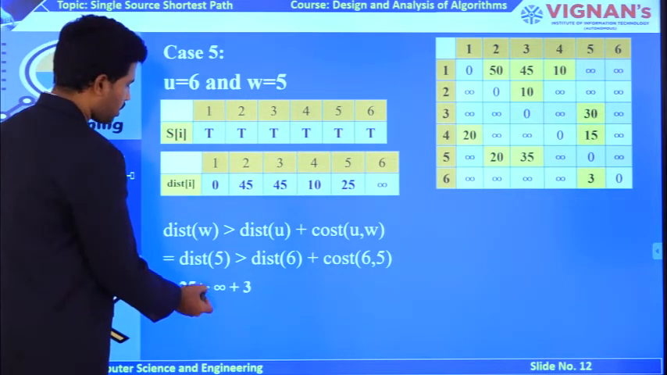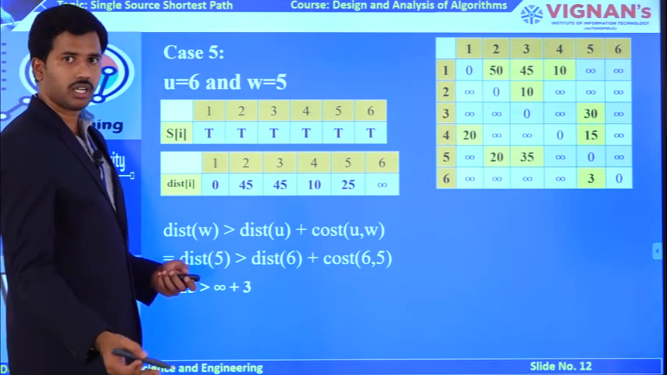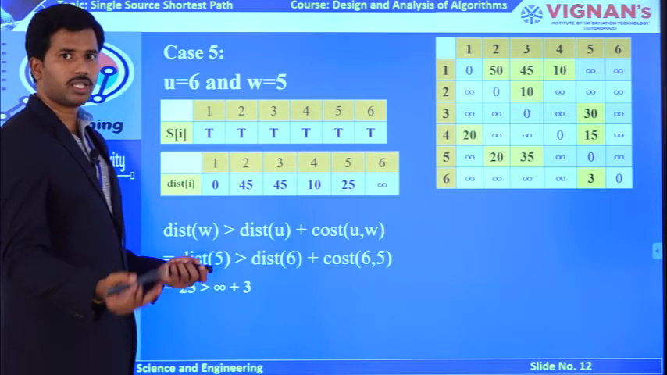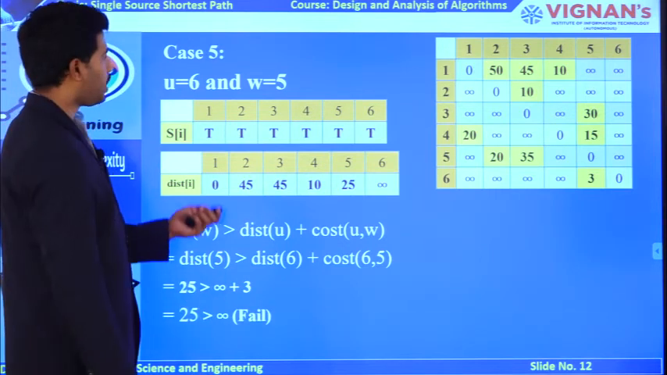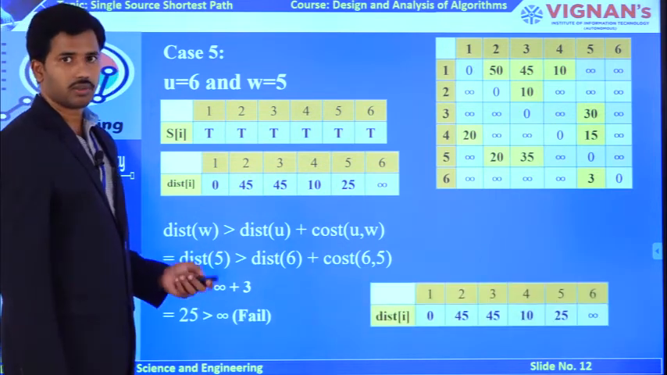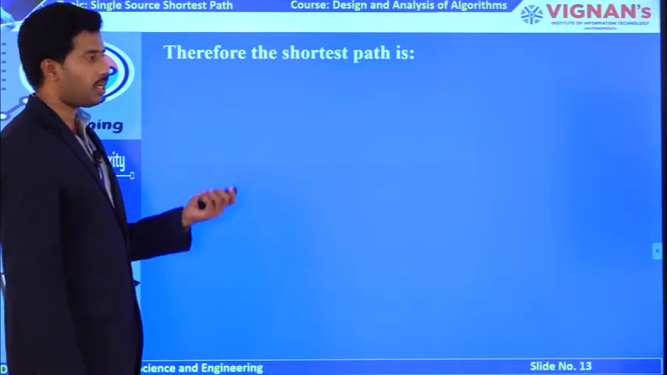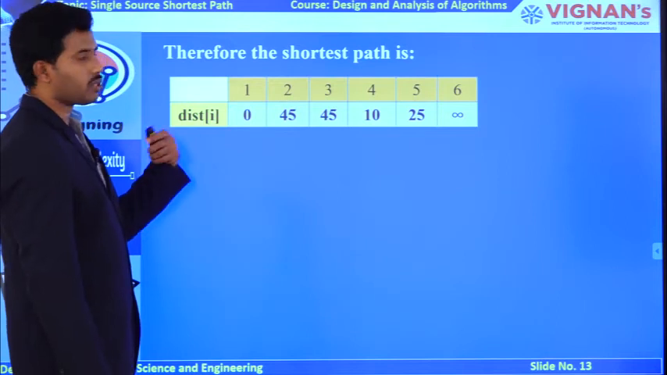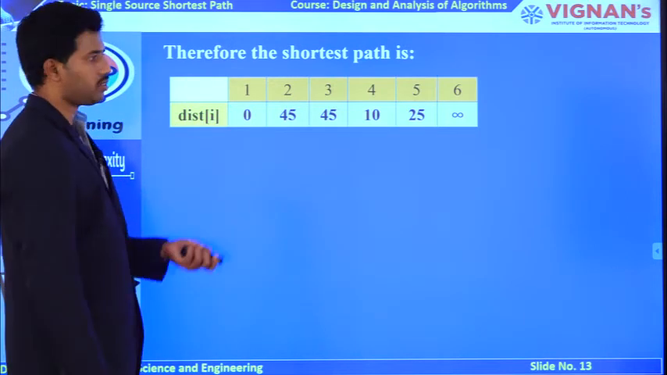Try to update this. Is 25 greater than infinity plus 3? What is the value of infinity plus 3? Infinity only; infinity plus something is infinity. So my logic fails, and it is not possible to update the distance of 5. The final shortest path, after executing all the iterations of my for loop from 2 to n, is going to be like this.